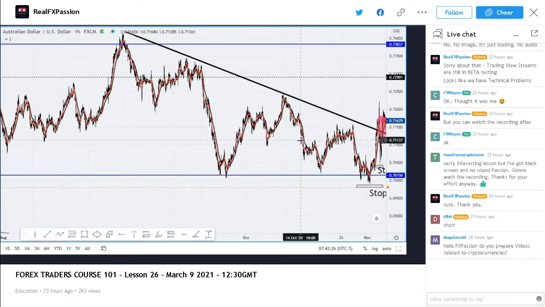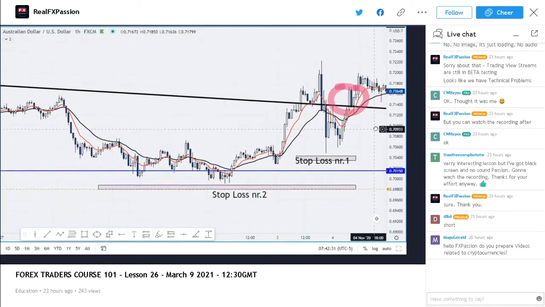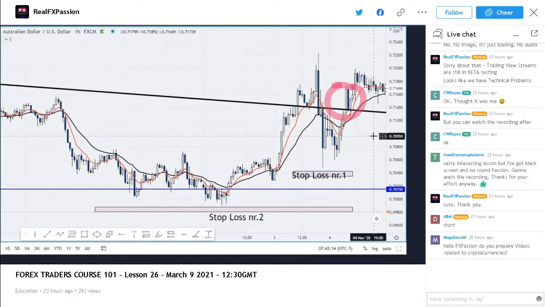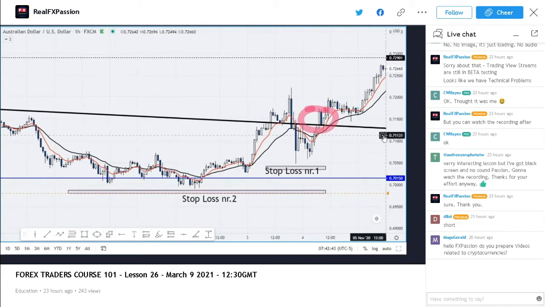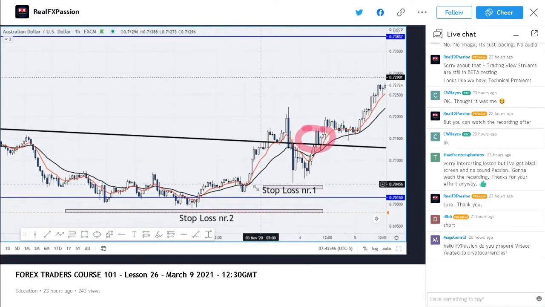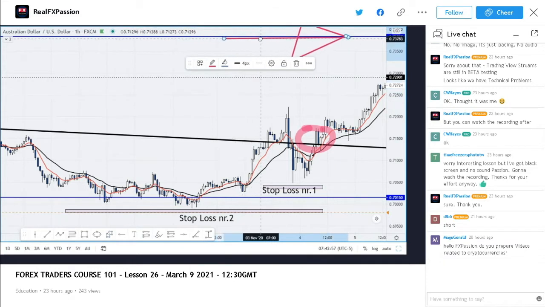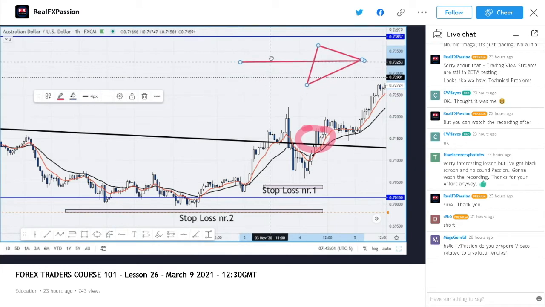So now, once we are in a trade, beginner traders, what are we going to do? We're going to monitor the market, monitor the market, monitor the market. And remember, up in here, arrow up, and the market is moving now.